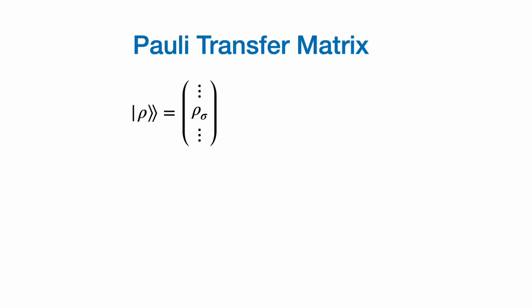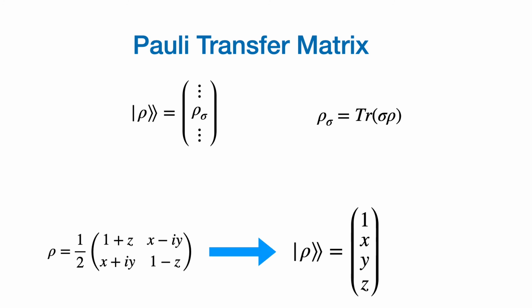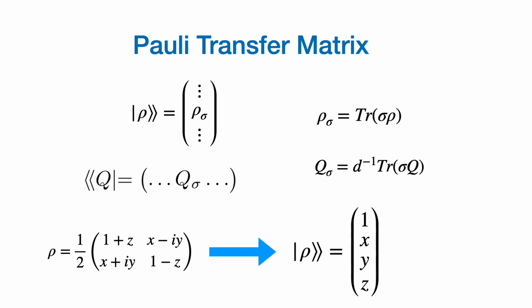Let me show you. A state can be represented as a real column vector. Sigma is a Pauli matrix. We know that the density matrix of a quantum state can be written in Pauli form. The Pauli transfer matrix stretches a density matrix into a clean column vector, whose elements are the Bloch vector. A measurement operator can be represented as a real row vector. As we mainly measure in the Pauli basis, the Pauli transfer matrix is also convenient here.